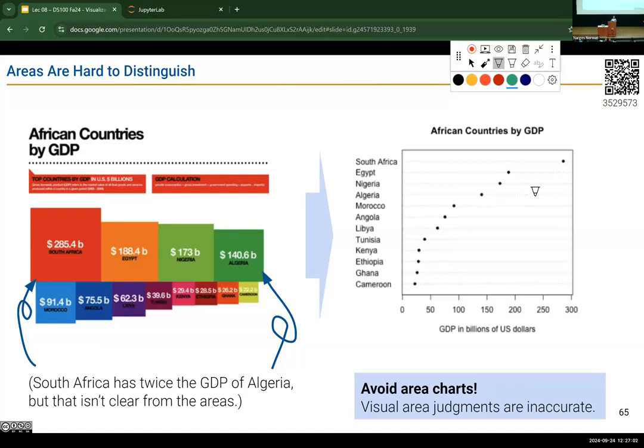Same thing with the area. So remember that we were not so good with the area calculation in the circle. It's really hard for us to see that South Africa here is twice the size of Algeria. But if we were plotting it using this kind of scatter plot, it would be easier for us to see because we're taking a look at the differences using the length dimension as opposed to the area dimension. So area is really hard.